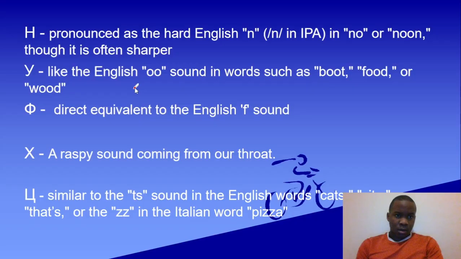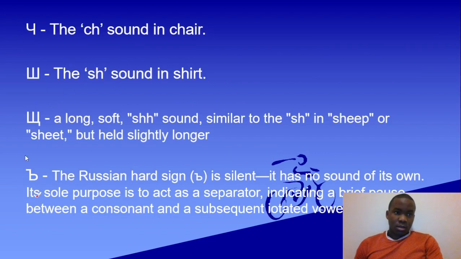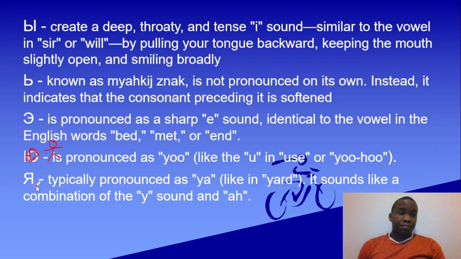Let me go over it one more time. So, n, u, f, h, ts, ch, sh, and then we have the Vordesnak, a, u, Miyagi snack, e, u, and ya.